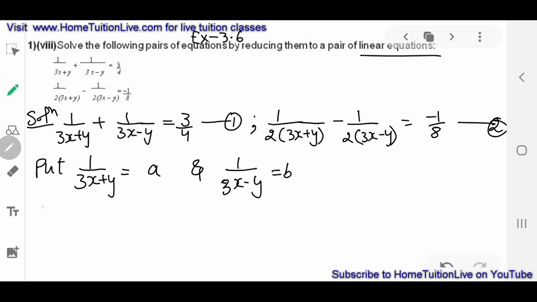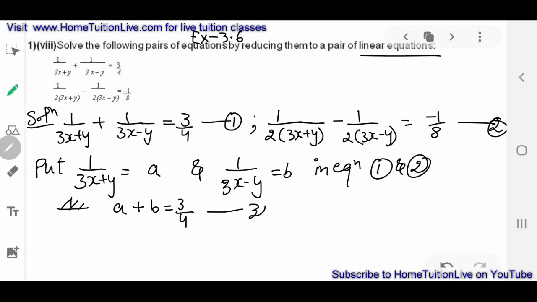So we get a plus b equals to 3 by 4 in equation 1 and 2. Now this is 1 by 2 a minus 1 by 2 b equals to minus 1 by 8.